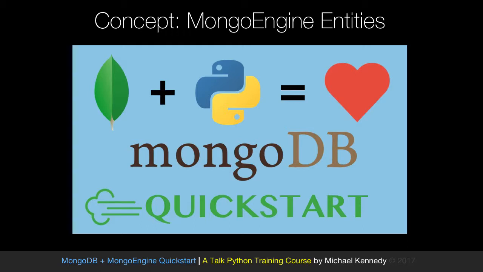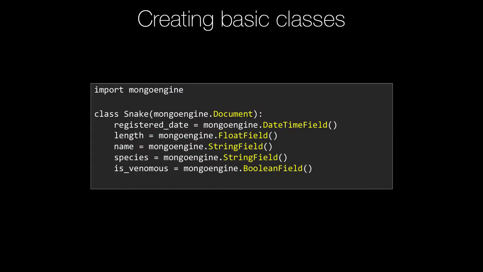Let's review the core concepts around creating MongoEngine entities. We started out by creating what I called basic classes. These are classes that could just as easily have been mapped to a relational database because they just have flat fields or columns, if you want to think of them that way, and none of the nested or particular capabilities of document databases. So the one that matched that was the snake.